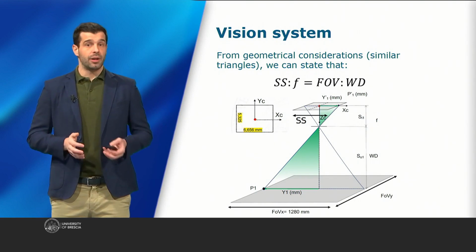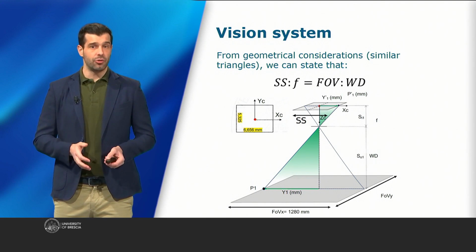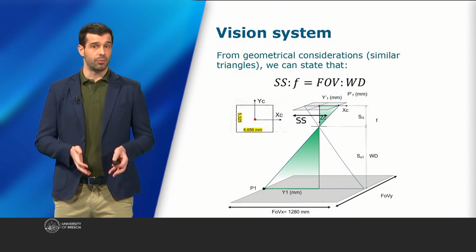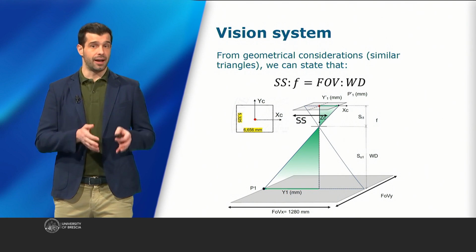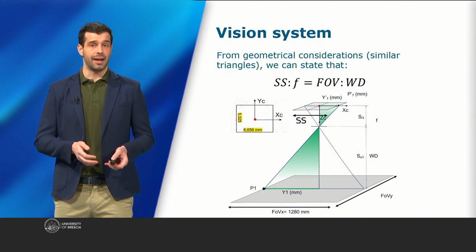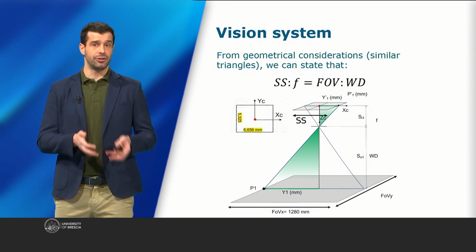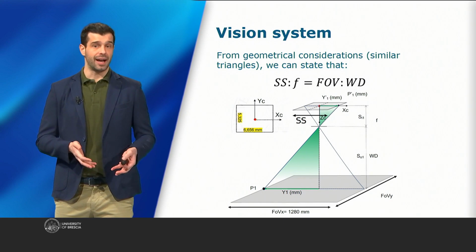The second formula that governs vision systems, on the other hand, comes from geometric considerations related to the similar triangles formed in the diagram. In particular, the following proportion is true. The sensor size, or SS, relates to the focal distance, f, just as the field of view relates to the working distance. This proportion allows us to determine any parameter, as long as the other three are known.